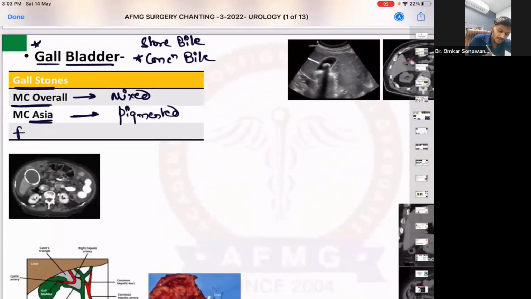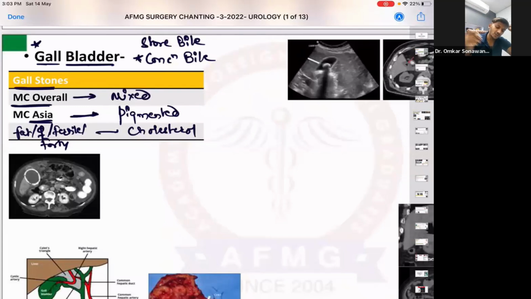Whereas if there is a fat female who is fertile, that means in the reproductive age group, and she is in her 40s, that means the 4Fs: fat, female, fertile, and in her 40s. Then she would be at risk of developing cholesterol gallstones, which usually contain more than 90% cholesterol. So remember, fat female, fertile, in her 40s is at risk of cholesterol gallstones.